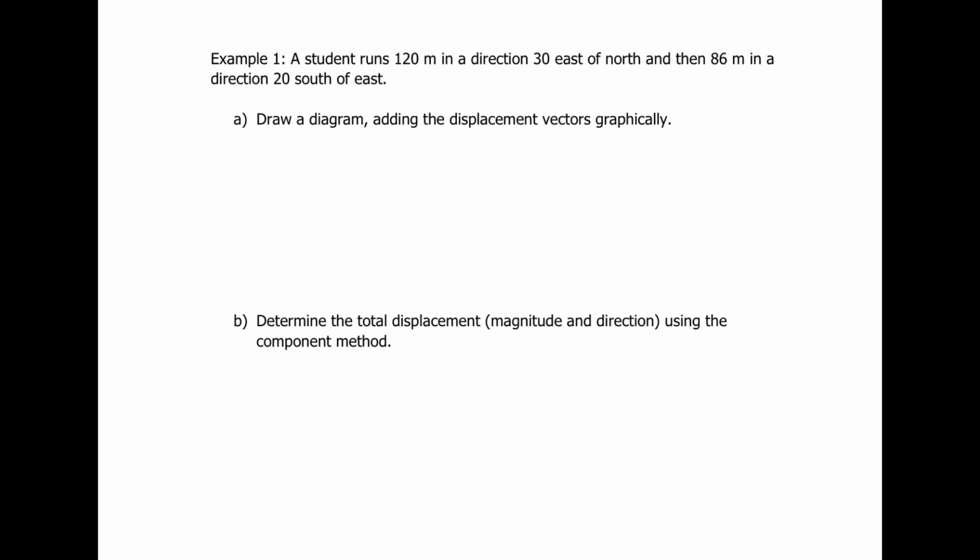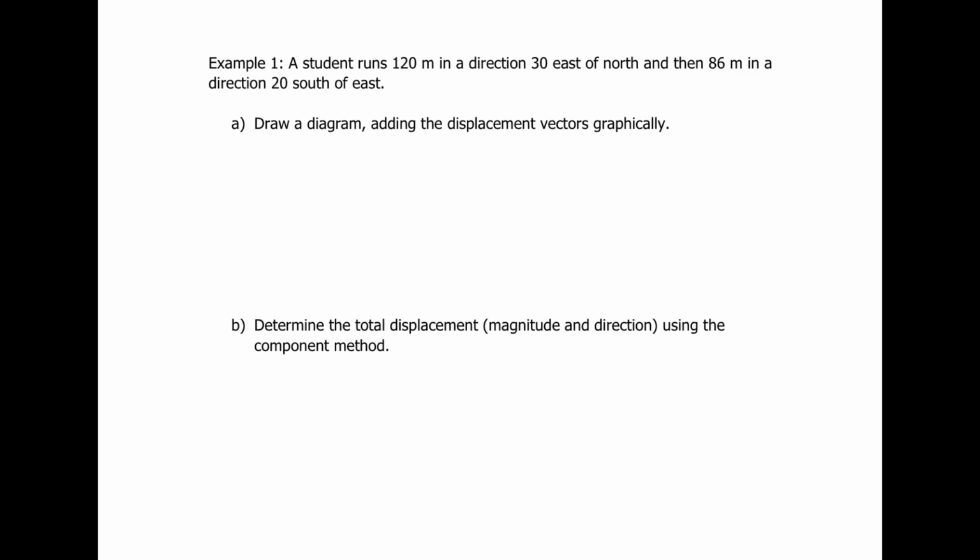Draw this example. A student is going to run 120 meters in a direction 30 degrees east of north, and then 86 meters in a direction 20 degrees south of east. So first step is to draw a diagram of what's happening here to be able to do the math on these two vectors. We basically want to figure out where the student is at this point. How far away and in what direction are they from their starting point?